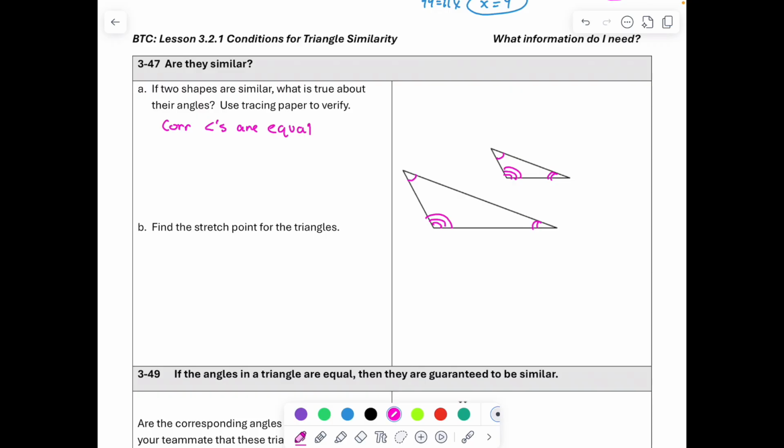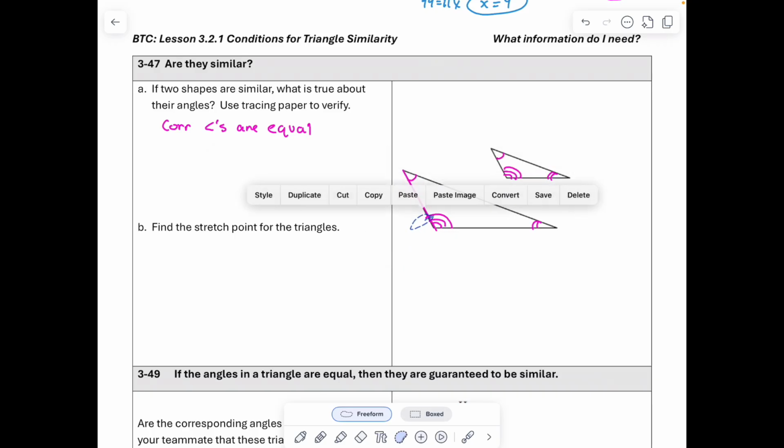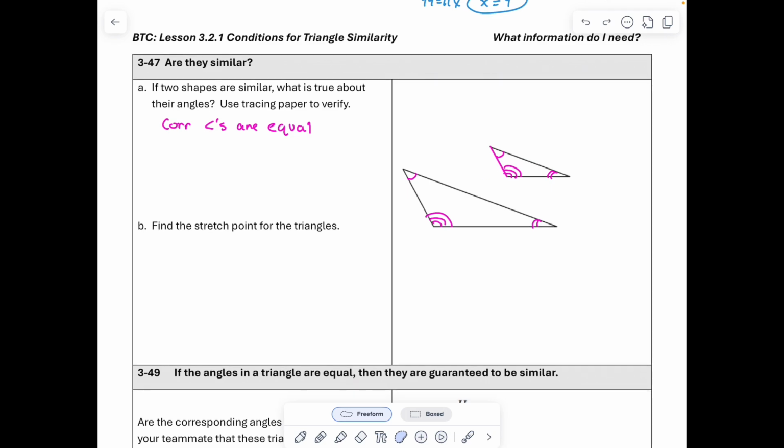And then they want us to find the stretch point for the triangles. Seems like this triangle right here has been doubled. If we took this side length, moved it over here, copied it, and put down another one, it looks like those have doubled. And it also looks like the lengths have grown from each point. So we have doubled here.